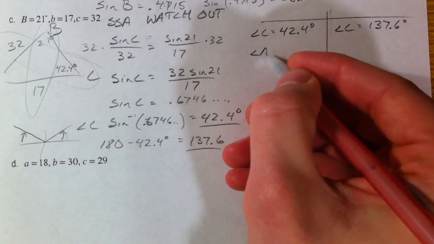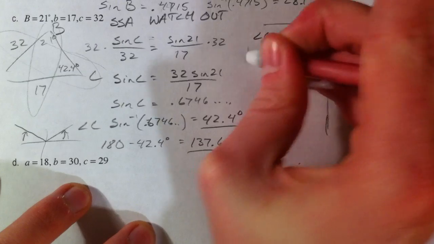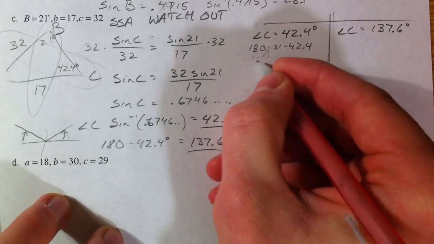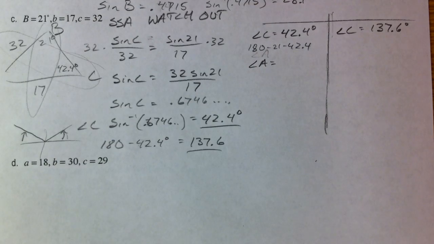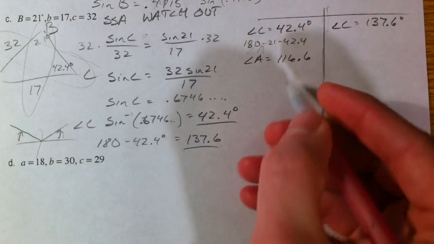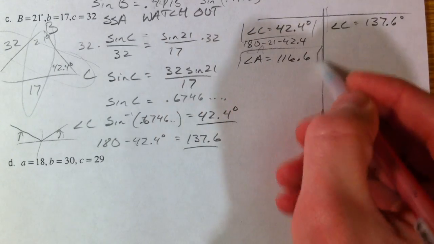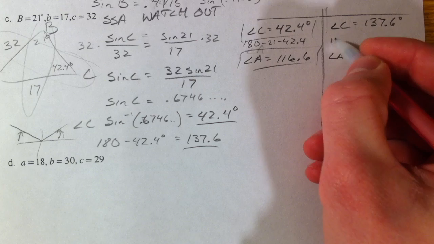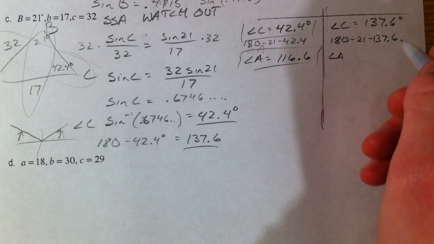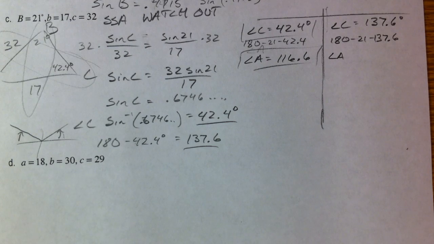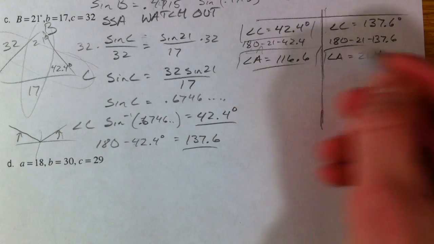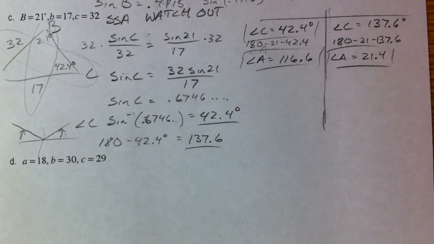And so then angle A is the leftovers, the remnants, 180 minus 21 minus 42.4, and so that's angle A, 116.6. And the other angle A is 180 minus 21 minus the 137.6, because all triangles have to add up to 180. So there's our second angle.